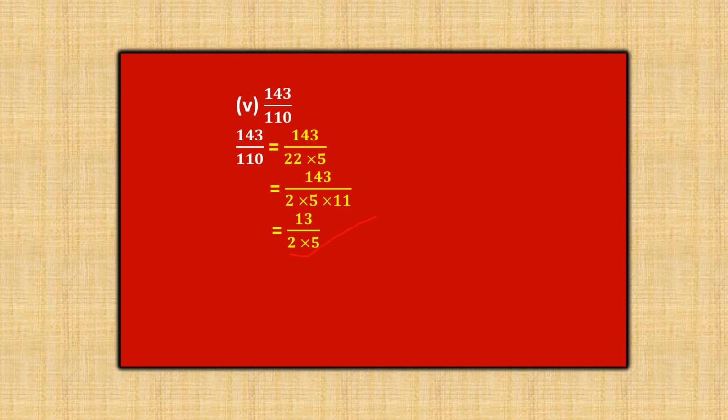Already the powers of 2 and 5 are the same, so there is no use of including a power of 2 or 5 with this. Already the powers are the same, right? So you can directly write 13 by 2 into 5, which is 10. So 13 by 10 is 1.3. Understood? So let us go to the next slide.